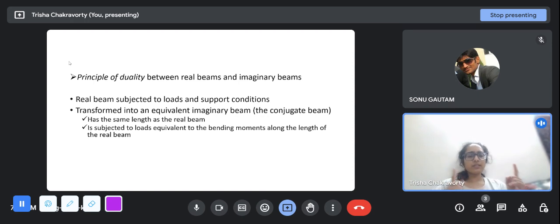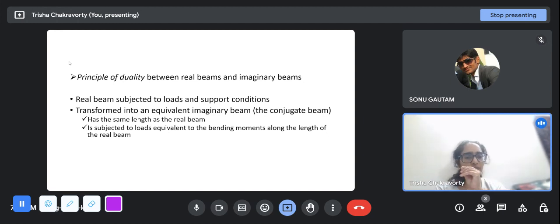This conjugate beam has the same length as the real beam. A beam is basically a three-dimensional body. It has three dimensions: the length, the depth, and the width. The width is into the plane. So when we are considering a two-dimensional body, we are concerned about the length and the depth. But when we found shear force diagrams and bending moment diagrams, it was only the length we were concerned about. We did not even consider the depth of the beam, though it will have significance later on.